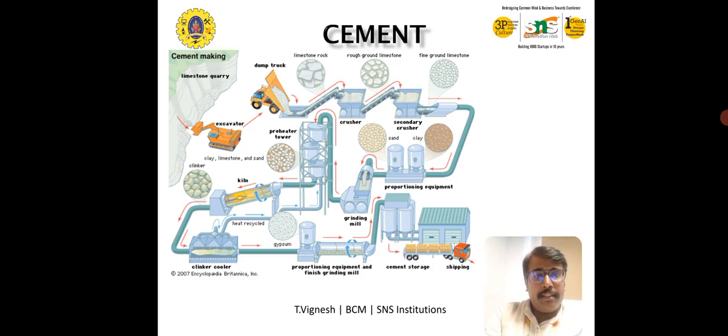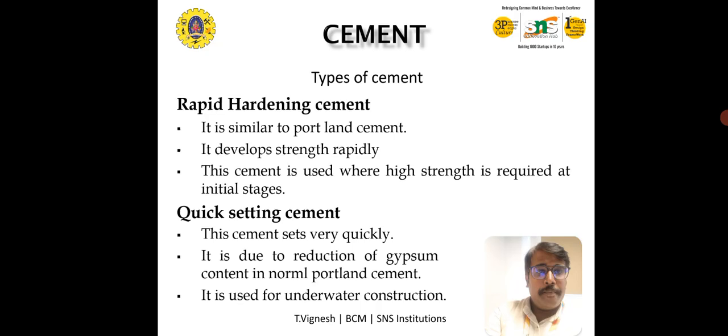Then it moves to another proportioning equipment where gypsum is added at the end. Once the gypsum is added, the mixture of gypsum, sand, clay and limestone is called cement. Then it goes to the storage area, and after that to shipping. Cement is a crucial element among construction materials.